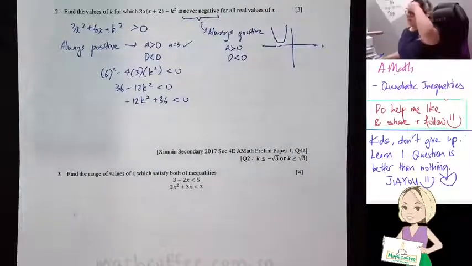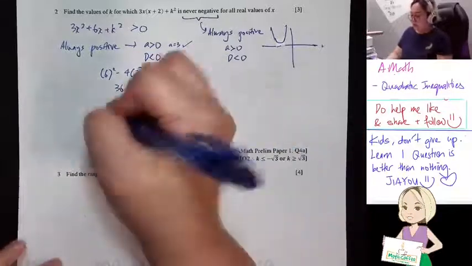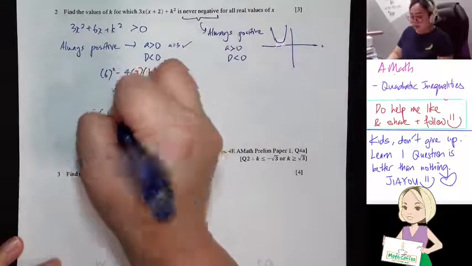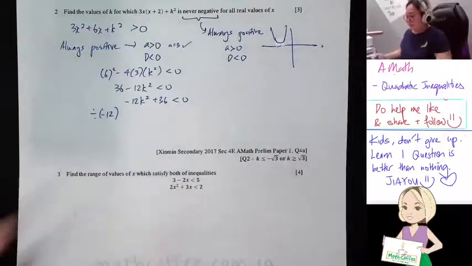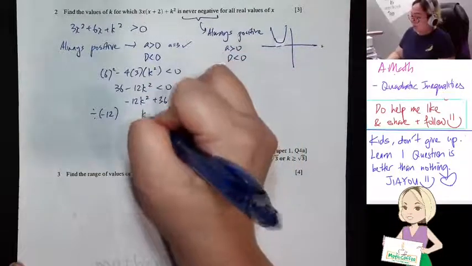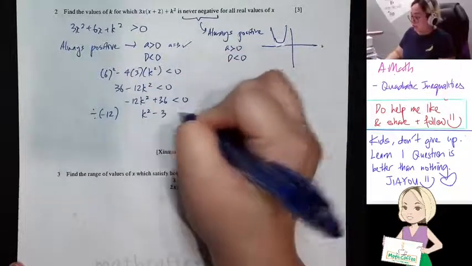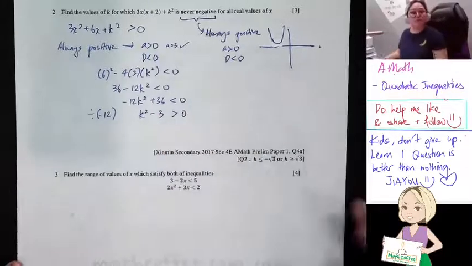This is somewhat a set phase. So I'm going to change it to happy phase plus reduce it. So I'm going to divide by negative 12 throughout. Divide by negative 12 throughout. So I will get k squared minus 3 more than 0.